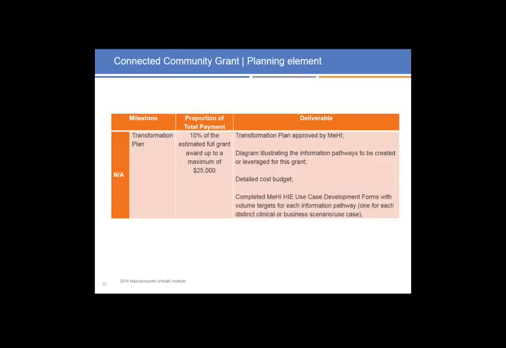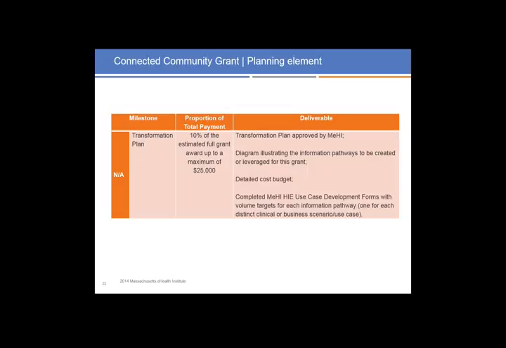The first area of interest: there is a planning element to this grant, and we're requiring grantees to generate a transformation plan. We're going to provide you $25,000 or 10% of the estimated full grant award, up to $25,000, at the get-go of this program once you come on board as a grantee, and that's there to help fund development of the transformation plan.